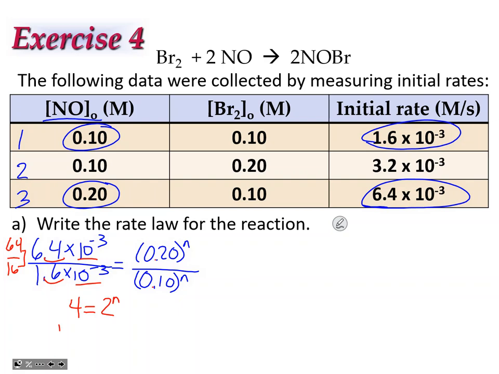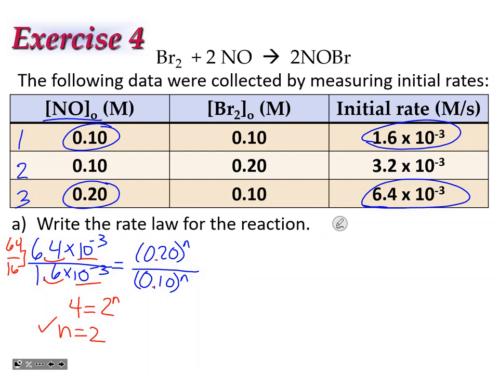So our order of reactant for NO happens to be a what? What is the order of the reactant? 2. That's pretty good and easy. Okay, we got that one. Check. That's for nitrogen monoxide.